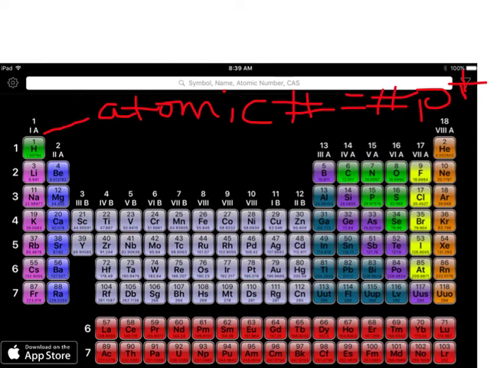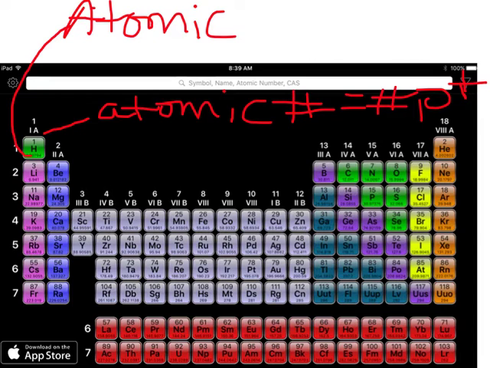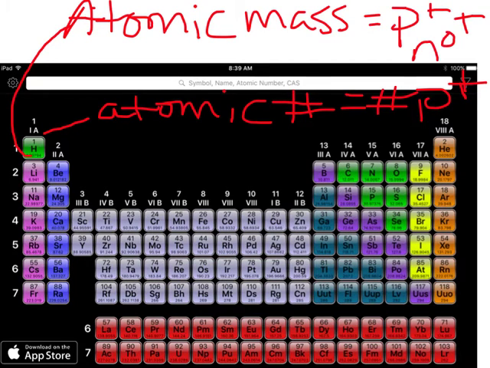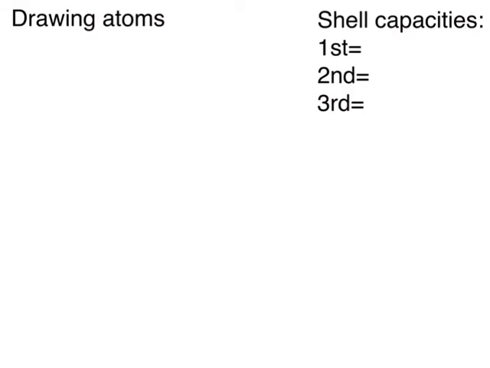The bottom number underneath that, when you're looking at a box on the periodic table, is the atomic mass. Some people call this the mass number. This is the number of protons plus the number of neutrons in the nucleus. So notice only 2 subatomic particles contribute to an atom's mass, the protons and the neutrons. Those are 2 numbers we have to have from the periodic table in order to actually draw atoms. So you need to know those 2 values and what they stand for.